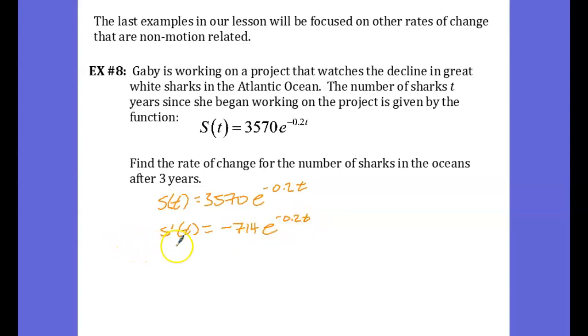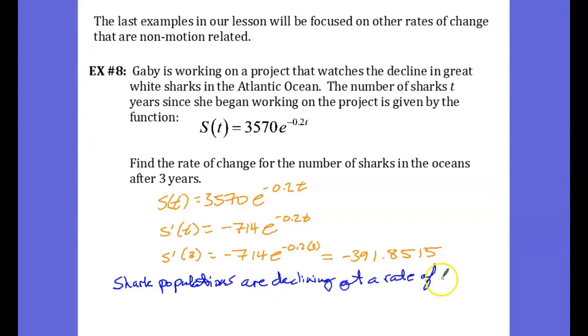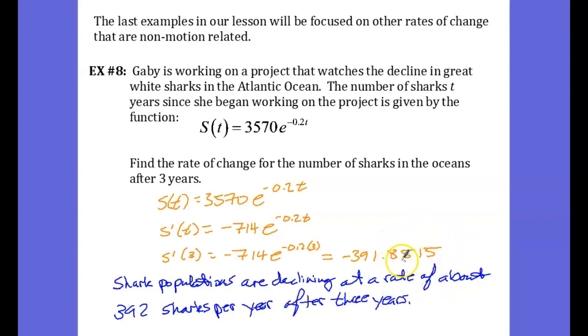Now the next thing they've asked me to do is to find what the rate of change is after 3 years. So that means find S prime of 3. So that'll be negative 714 times e to the negative 0.2 times 3. And plugging that into our calculators, we'll get negative 391.8515. And so let's interpret this now. That means that shark populations are declining at a rate of about 392 sharks per year after 3 years. So we've reported our value here to at least 3 decimal places, and we've provided an interpretation.